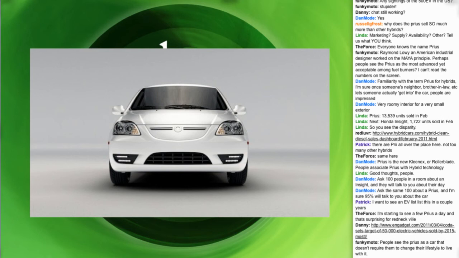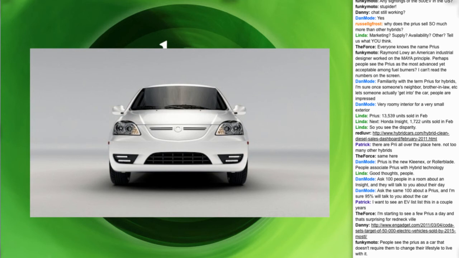news out of Coda. Coda is, I'm going to call them, the potential manufacturer of an all-electric sedan that they're going to start selling in California by the end of, well, they were going to sell it by the end of 2010, but that didn't happen. So instead of selling the car, they have come out and said that they will sell 50,000 of the cars, which they have not sold one of, by the end of 2015.